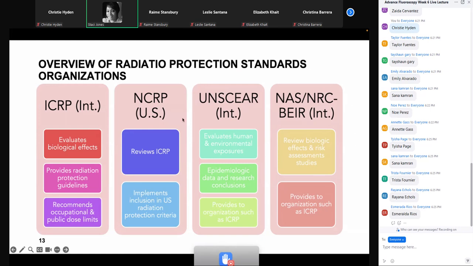And then you have the NRC BEIR, which is also international. They review the biological effects and risk assessment studies of those specific events that we touched on, and events similar to that. And then they also provide organizations such as the ICRP with that research and data of what they found.